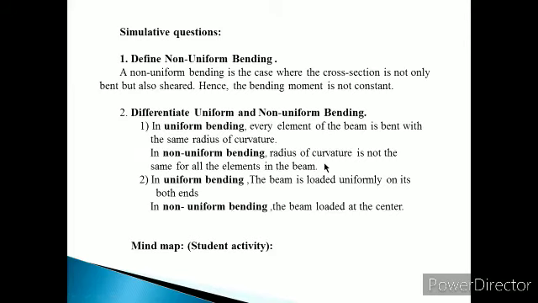First one, define non-uniform bending. Already discussed. Non-uniform bending is the case where the cross section is not only bent but also sheared. Hence the bending moment is not a constant.